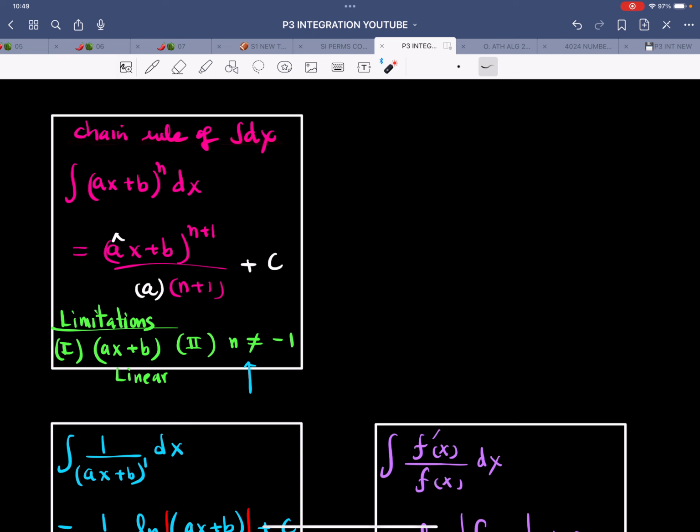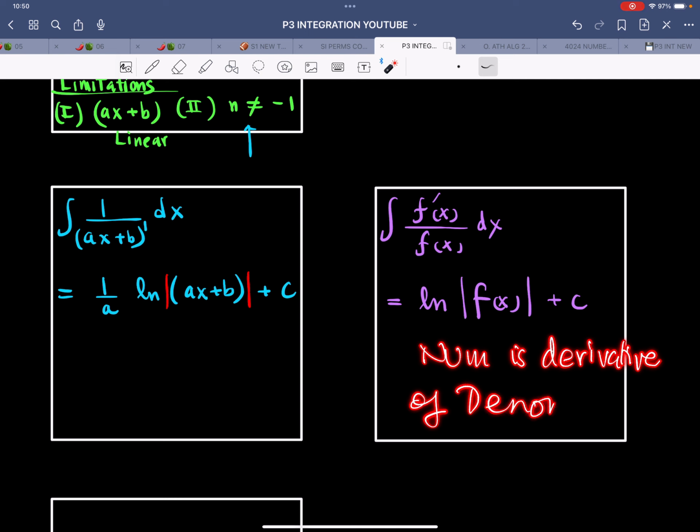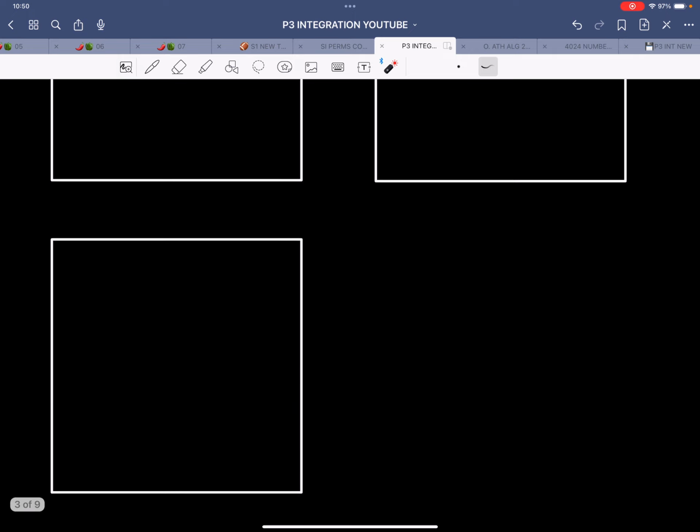Chain rule of integration, this is the chain rule, that is the limitation. This happens when the chain rule fails. You have a linear over here. It has a power of 1 in the denominator, which means this is ax plus b raised to power of -1. And that is the integral. This is the generalized form. That is, if the numerator is derivative means differentiative of denominator, then the integral of this fraction is ln of denominator.